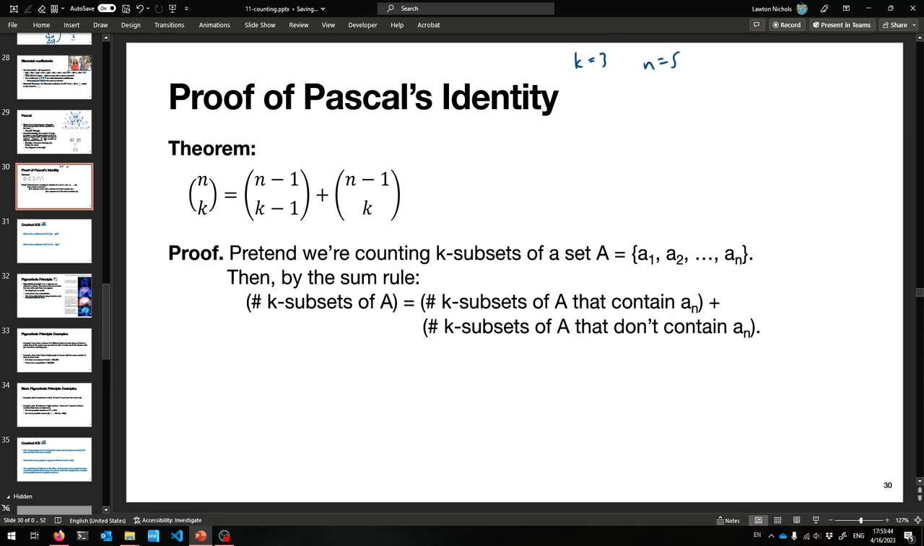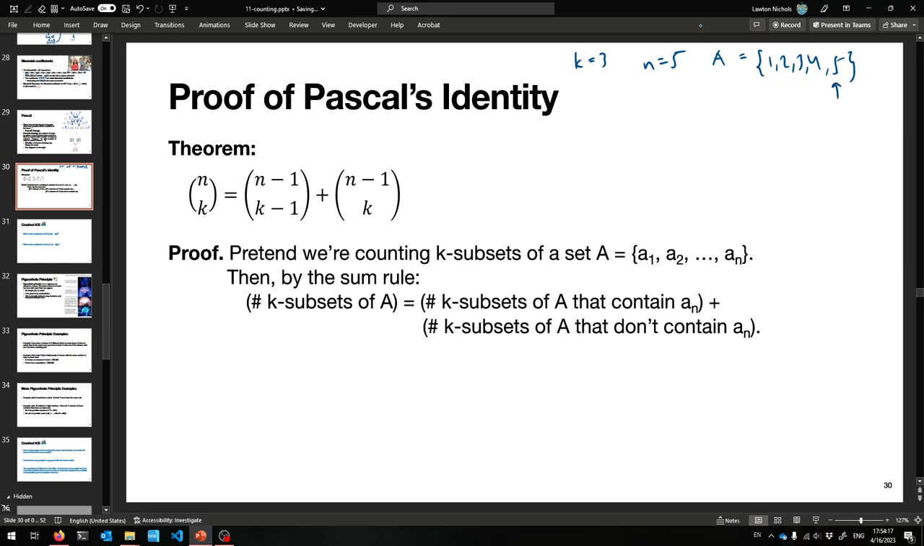Let's pretend that k is 3 and n is 5, because we like those examples. And so our original set is of size 5, so we've got 5 things in it. 1, 2, 3, 4, 5. And we're making all the subsets of size 3 out of this size 5 set. And the idea is we're trying to generate all of the length k subsets of this set here.